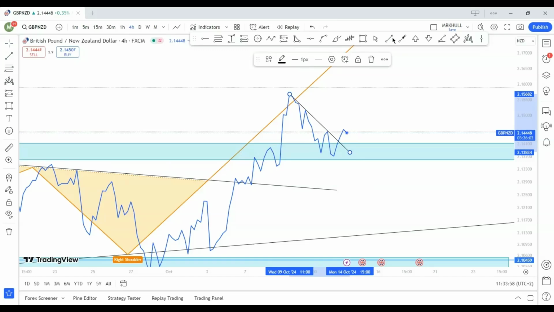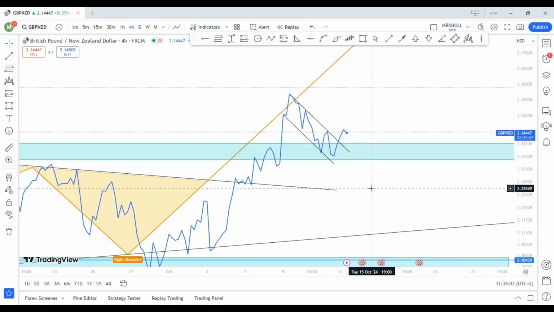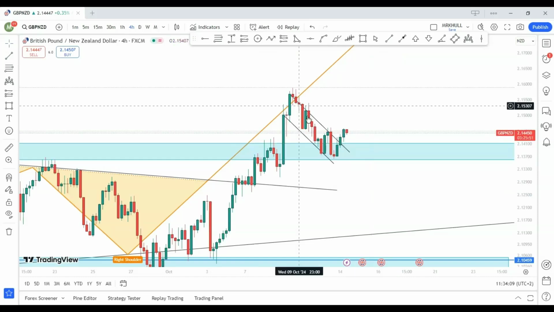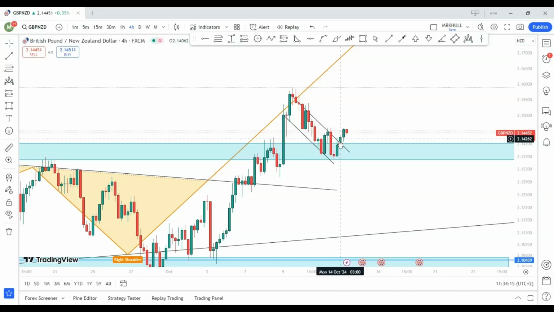Guys, it's simple, this thing. I'm not even gonna take forever with this. Now we have what? An impulse, and now we have a correction. With this correction right here, it broke up, guys. It broke up and hit our previous high, right? Our previous high is here. It broke up and hit our previous high from here, right?